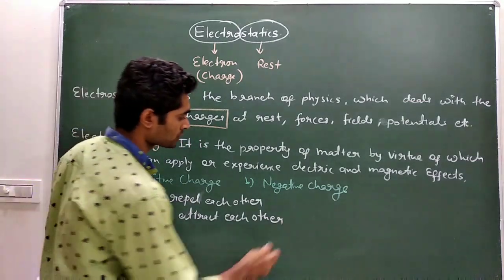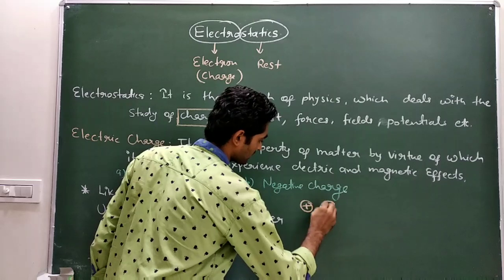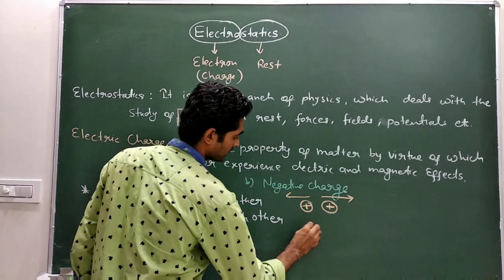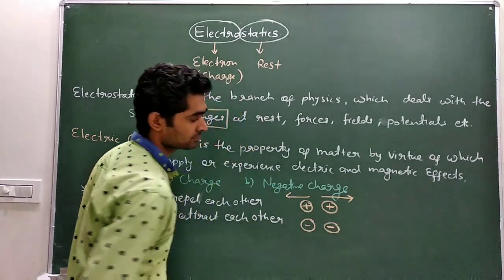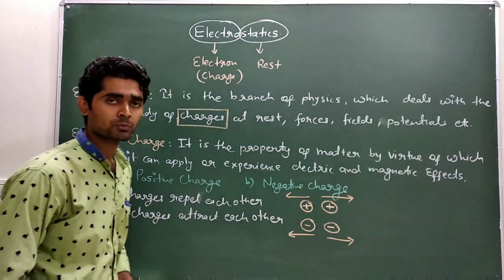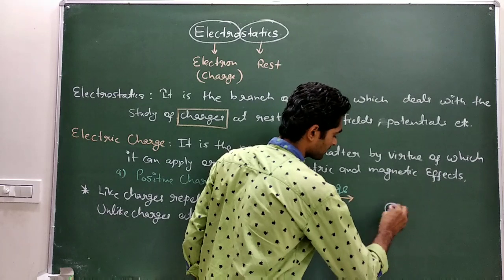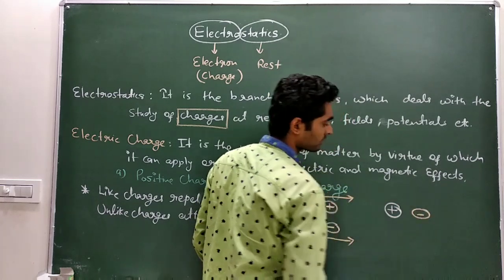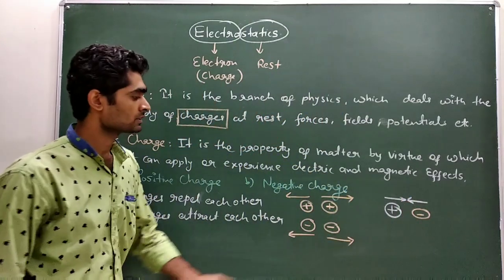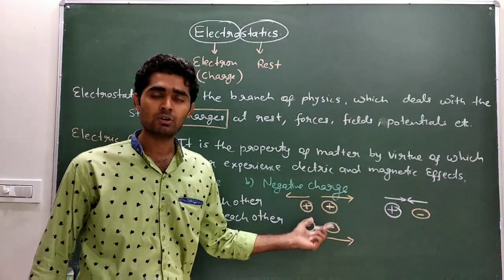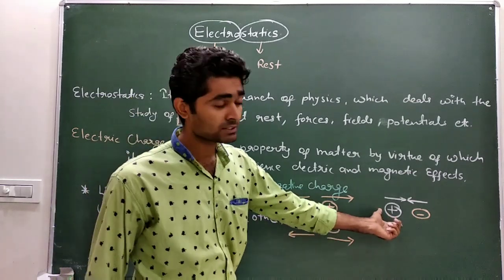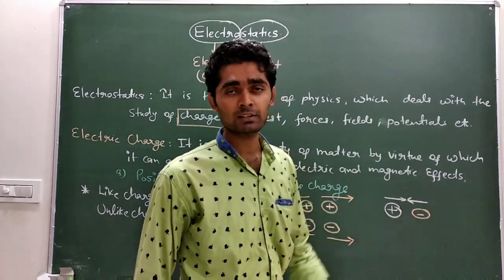If I put positive charge, then they will repel each other. If I put negative charge, then also they will repel each other. But if I put positive charge and negative charge, then they will attract each other. So same charges, either positive or negative, they will repel each other, and different charges, positive and negative, they attract each other.